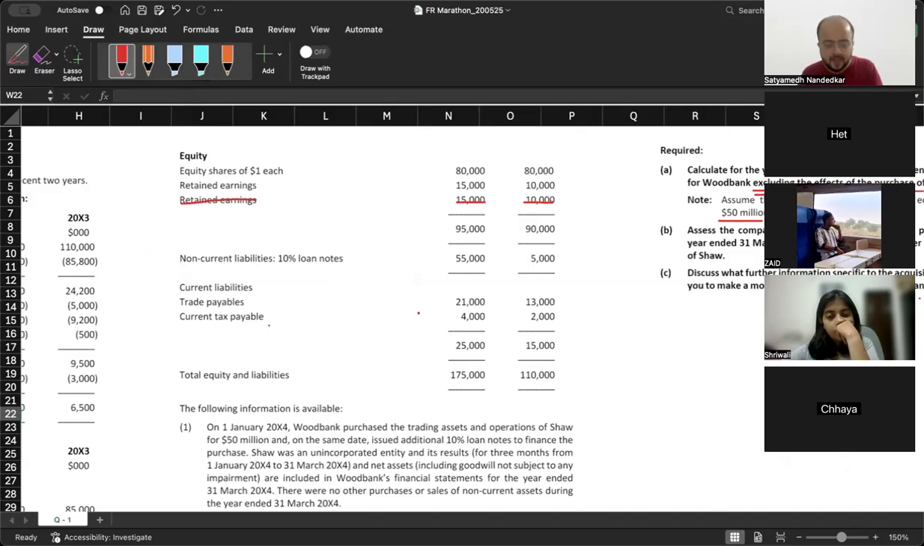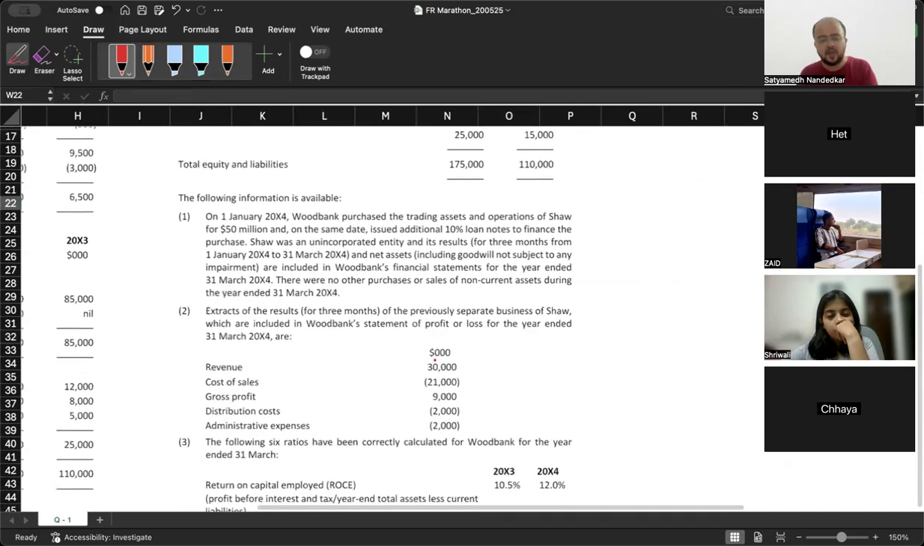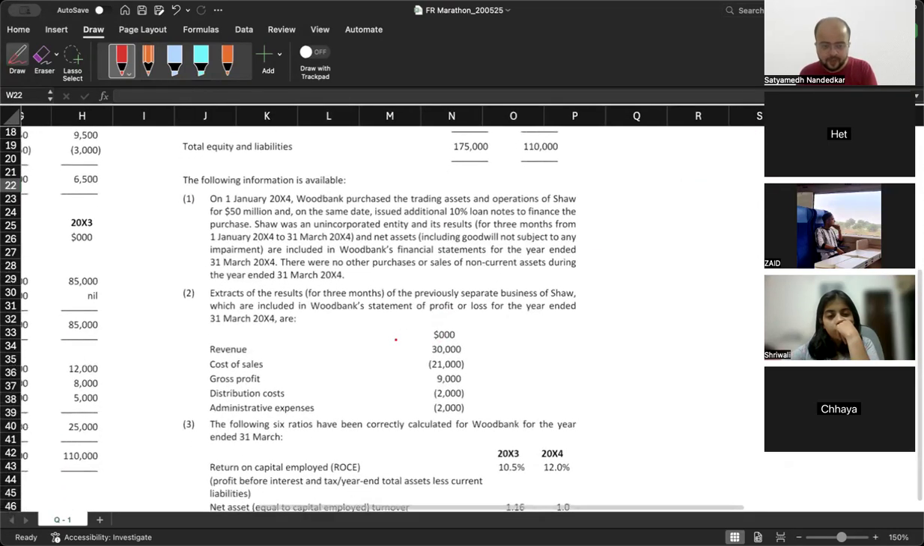It's okay. Now you have non-current liabilities. Suddenly look, 5 has become 55. Current liabilities have increased. Tax payable is more. And then you have some additional information. Okay. Look at the first point. On 1st of Jan 2004, Woodbank purchased the trading assets and operations of Shaw for 50 million and on the same date issued additional 10% loan notes to finance the purchase.